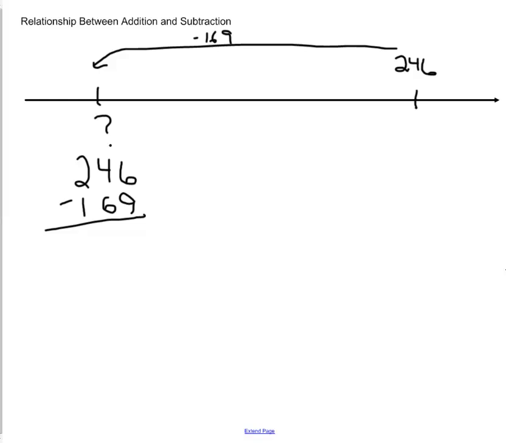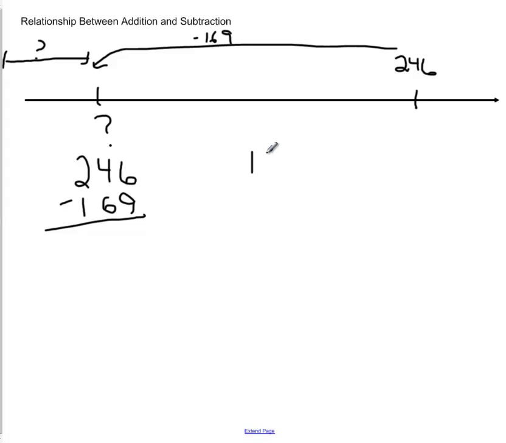Another way to think about this is the related addition problem. What do I need to add to 169 to get up to 246? Really what we're looking at is this piece that we have over here. Because this is really a length, not just a point, what is this amount that I need to add to the 169 to land on the 246? That's another way of viewing this problem.